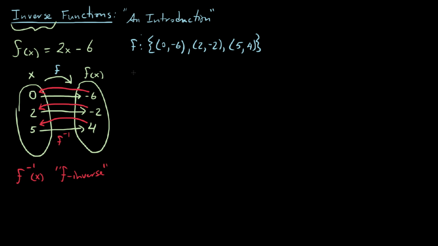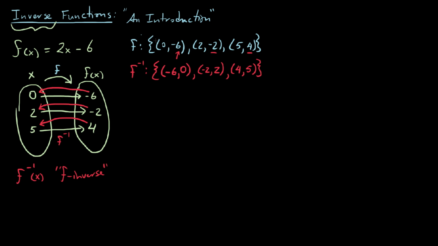If f inverse's job is to take the original outputs and map them back onto the original inputs, what you notice is this. If we plug -6 into f inverse, which was the output of the original, it gets mapped back over to 0. If we take the output -2 and plug it into the undoer function, it sends it back to the original input of 2. And last but not least, if we take the original output of 4 and plug it into the inverse function, it says, well, you must have started at 5, okay?